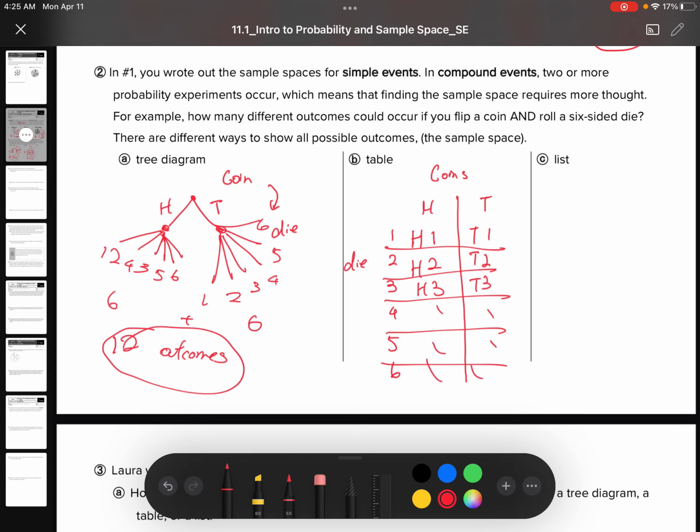And the list, you can just list it out. For instance, you can get heads and then you can get 1. You can get heads and then you can get a 2 on the die. You can get heads and then you can get a 3 on the die. And so on, you do that for heads. And the same thing you do for tails. You can get tails and then 1. You get tails and then 2. So these are ways to list the sample space for compound events, which are 2 or more probability experiments.